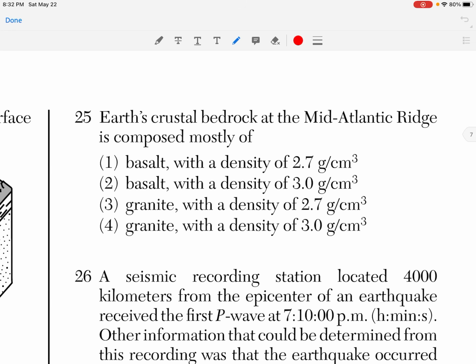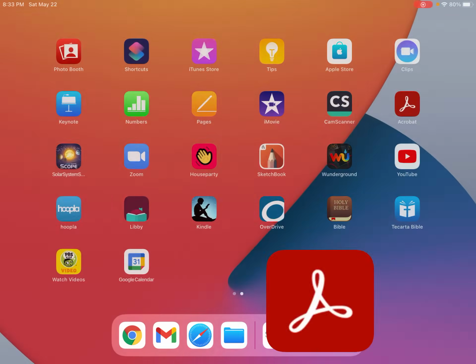All right, number 25. This is actually a reference table question, believe it or not. It's asking about the type of bedrock that's found at the Mid-Atlantic Ridge. And you guys probably remember that the Mid-Atlantic Ridge is right in the middle of the Atlantic Ocean. It's a very tall mountain range underwater. And so where would we find this information? Well, it's actually on page 10 of your reference table. So let me show you that.